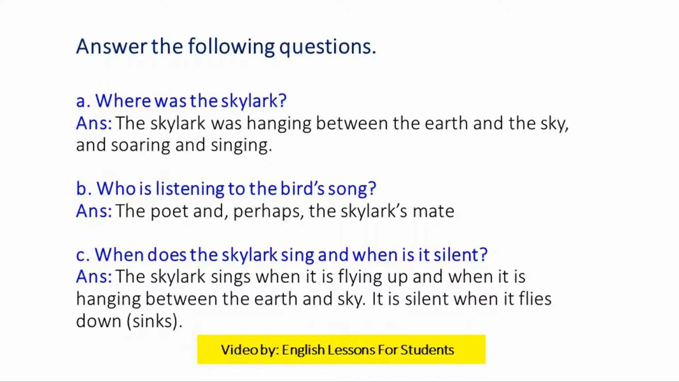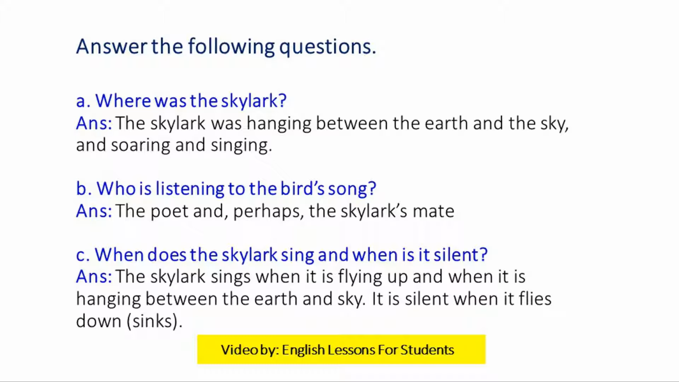Exercises. A. Understanding the poem. 1. Answer the following questions. A. Where was the skylark? Answer. The skylark was hanging between the earth and the sky, and soaring and singing. B. Who is listening to the bird's song? Answer. The poet and perhaps the skylark's mate.